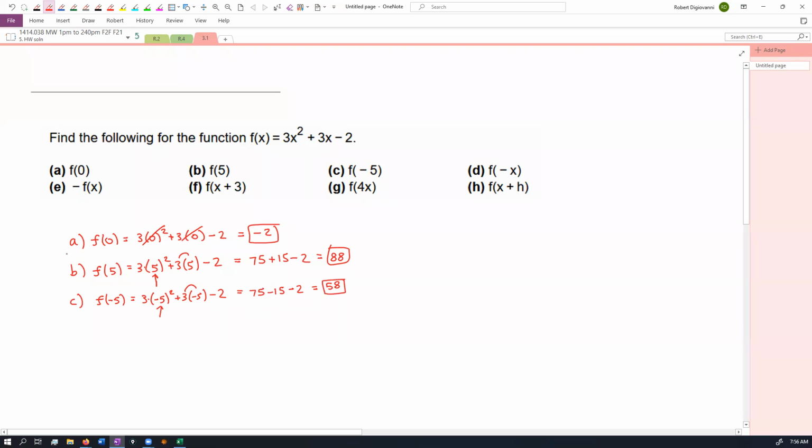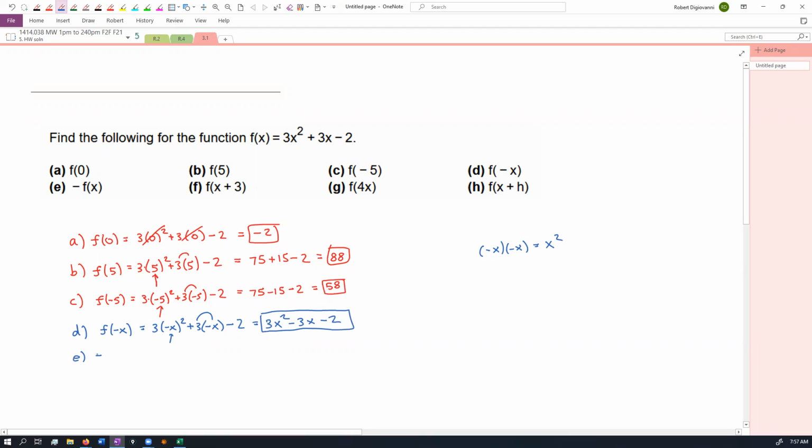Okay, and then D is where we start to do plugging in algebraic expressions. So what is f of -x? Well, we replace all the x's with -x's. And then very important, when we square -x, that's the same as doing -x times -x, and negative times negative should always be positive. So we'll get positive x squared. So we get 3x squared. And then 3 times -x gives us -3x. And then we have -2, and that's it. That's our algebraic expression.